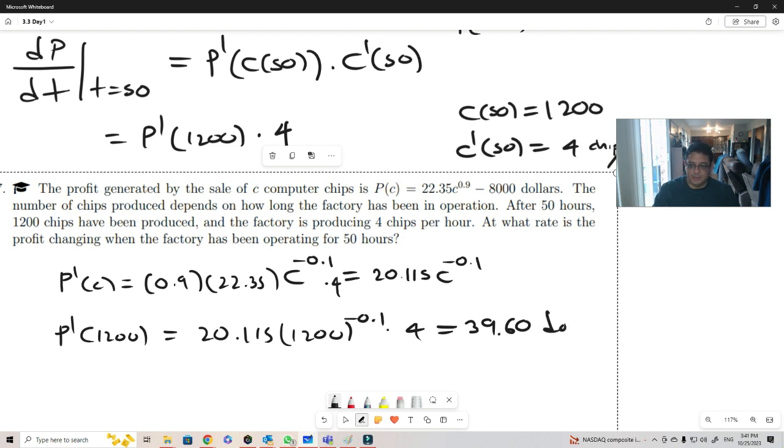But remember that this is the derivative of p with respect to time. So this is going to be units of dollars, which is the profit, per unit of hours. Okay. And of course, then you can make an interpretation here: after 50 hours, the profit generated is going to be $39.60 per hour, or is increasing at $39.60 per hour.